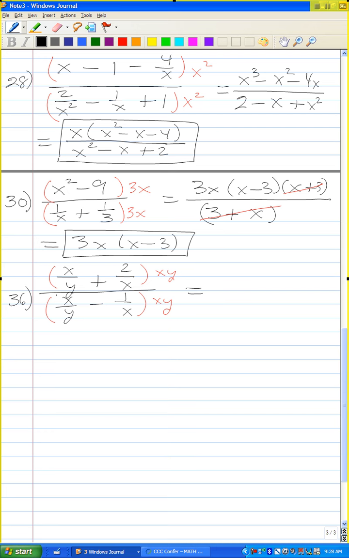The y's cancel, so you just get an x times x, which is x squared. The x cancels, so all you get is a 2y. The y's cancel, so you get x squared. The x cancels, so you get y. And you're done. You cannot factor either numerator or denominator. So that's your answer. Any questions about that?